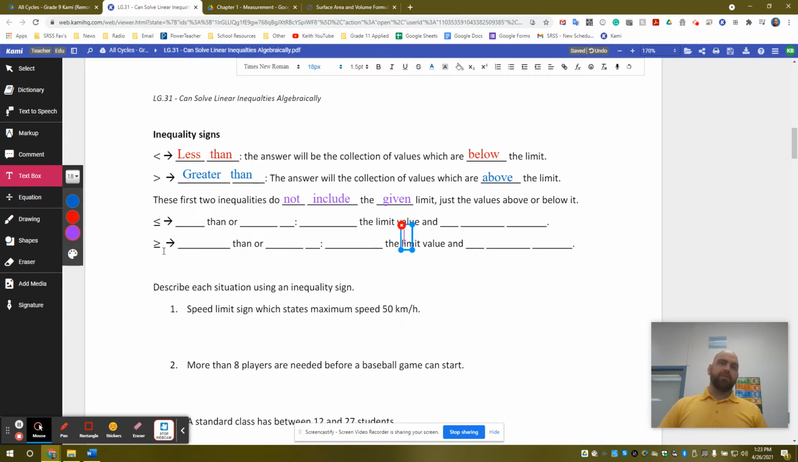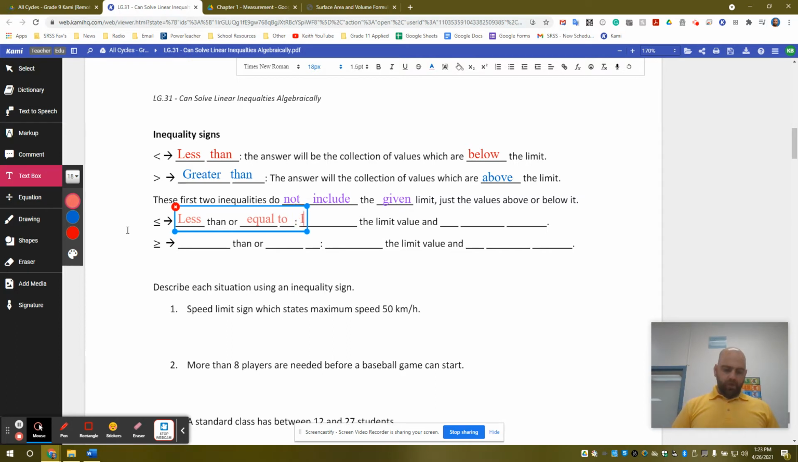These are a couple of other symbols that you'll notice right here. This first one is a less than symbol with a line underneath it. That line represents equal, and so when we say it, we are going to say less than or equal to. It's less than or equal to.